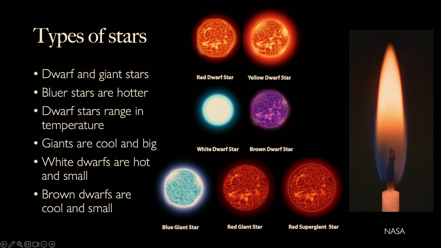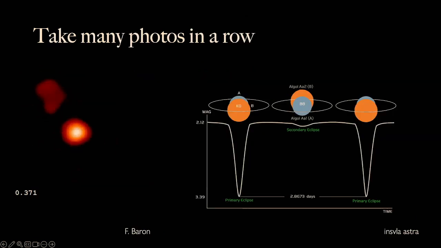So we've now taken some photos of nearby stars. But what if we start taking photos of the same star many times in a row? We can start to piece together some pretty interesting characteristics.